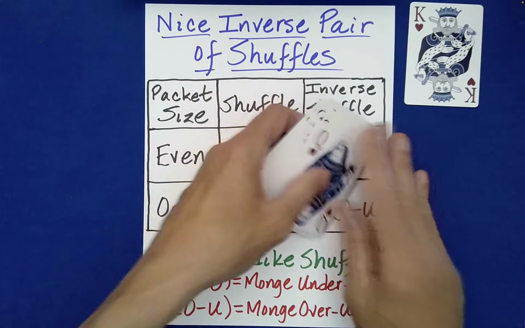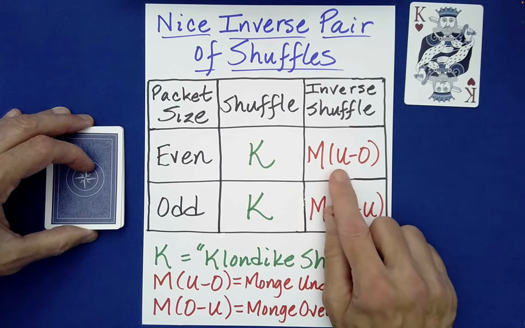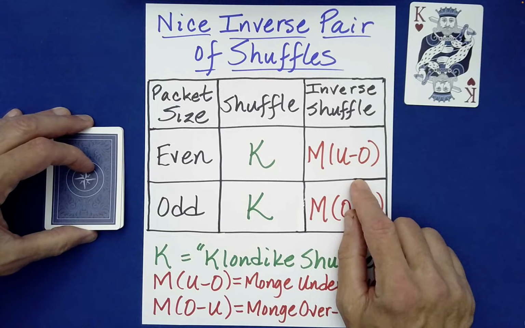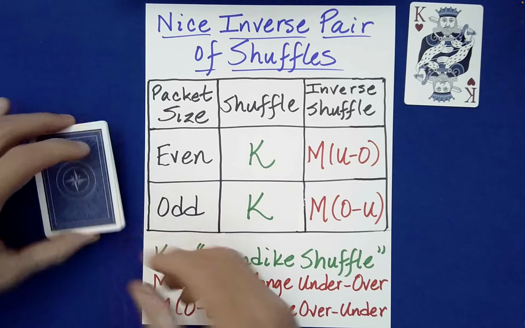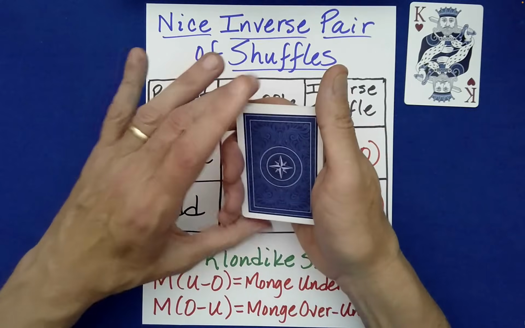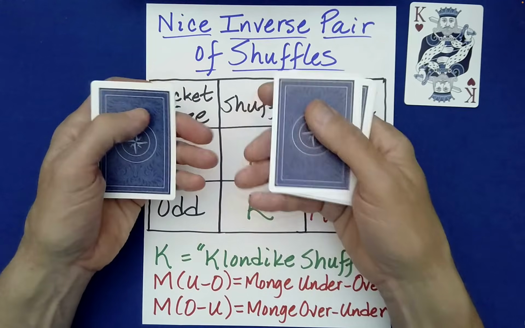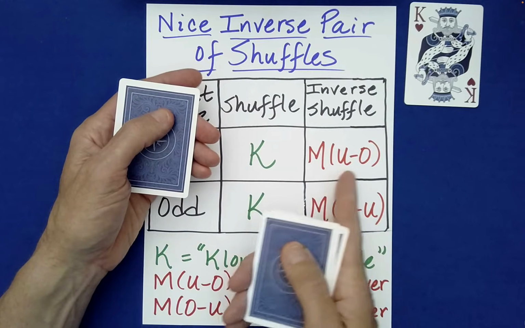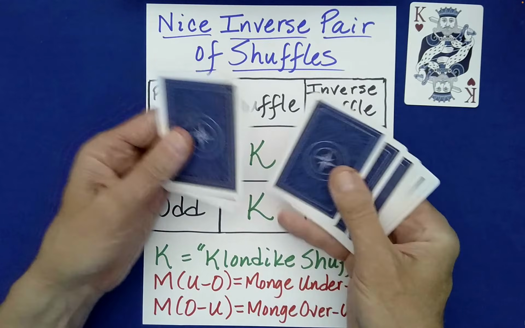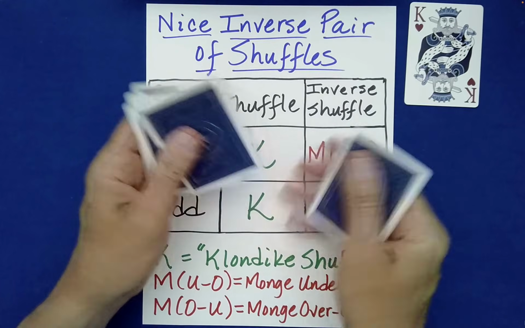But if you follow that shuffle with the Monge under-over, it undoes the effect of the Klondike Shuffle on this even-sized packet of cards. So what is a Monge under-over? This is where you hold the cards and push the top card into your other hand, and now it's going to be an under-over. So this card goes under, next one goes over, under, over, under, over, under, over, under, over, under.